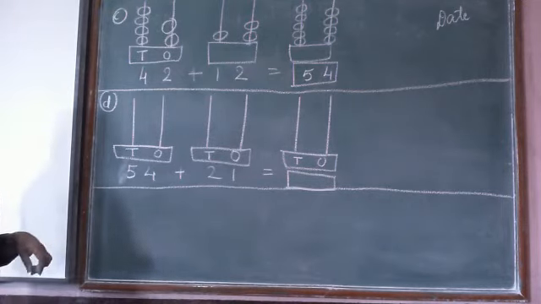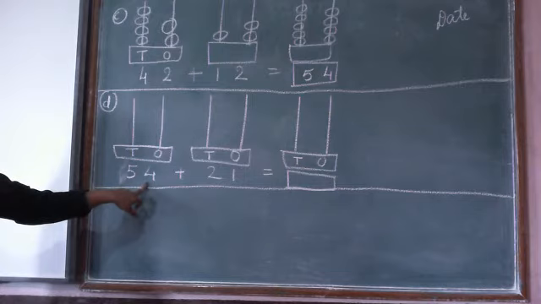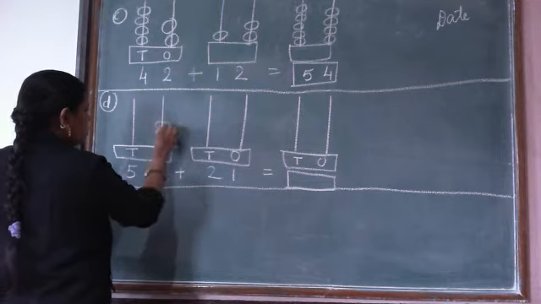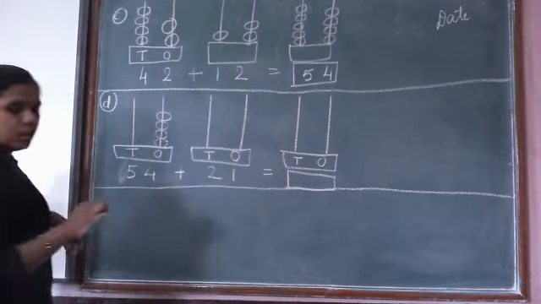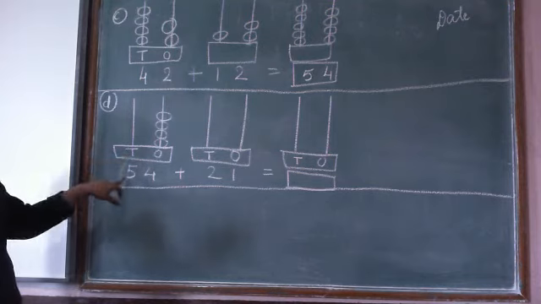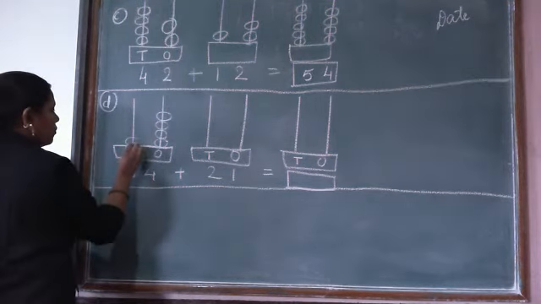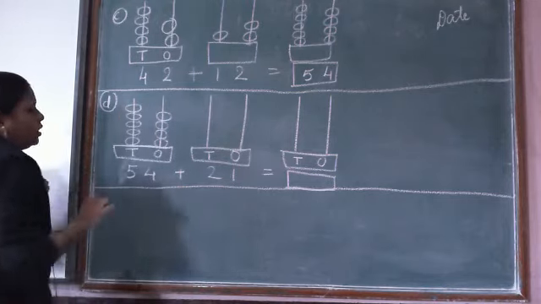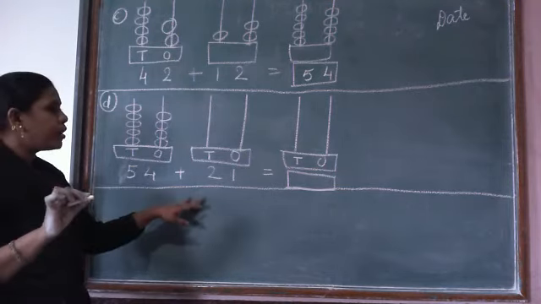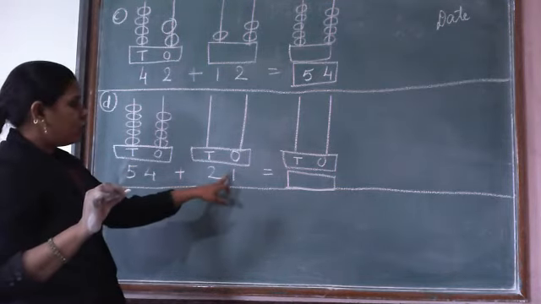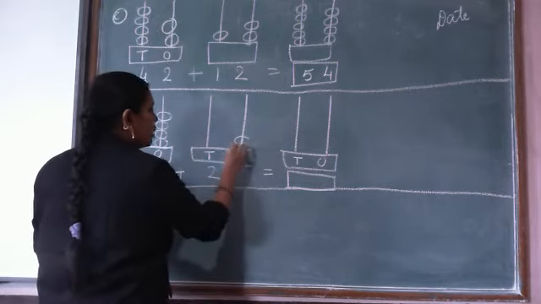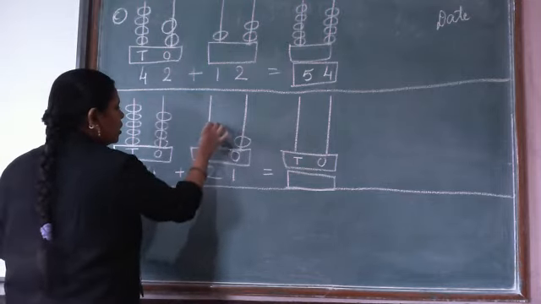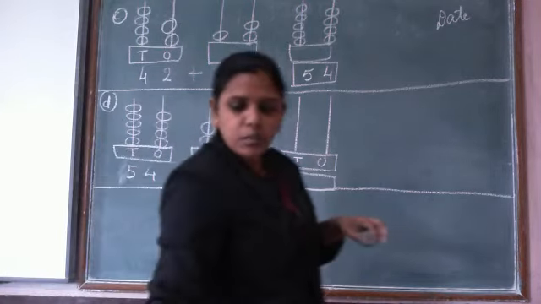Okay. Now see, what is the number at ones place? 4. So how many beads to draw? 4. 1, 2, 3 and 4. Number at tens place? 5. So draw 5 beads. 1, 2, 3, 4, 5. Okay. Now draw the beads on the second abacus. The number at ones place is 1, so only 1 bead. And here the number at tens place is 2. So draw here 2 beads. Write this much.